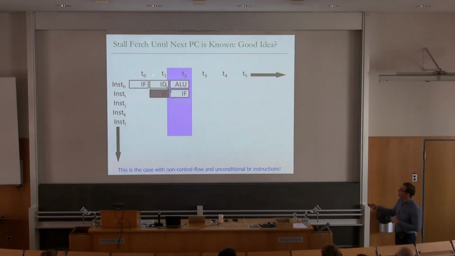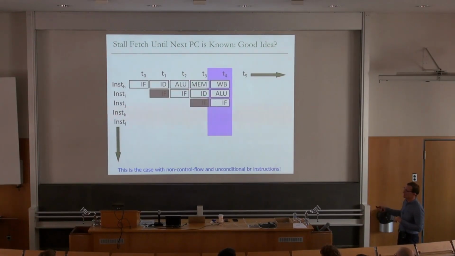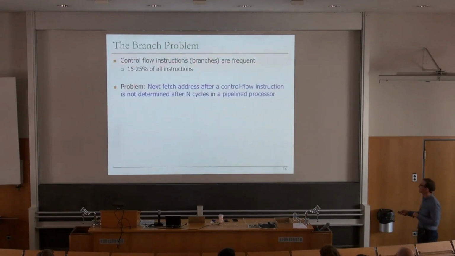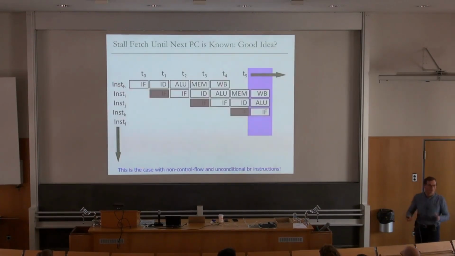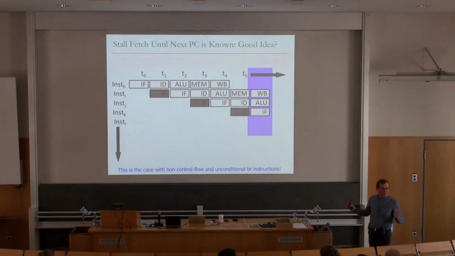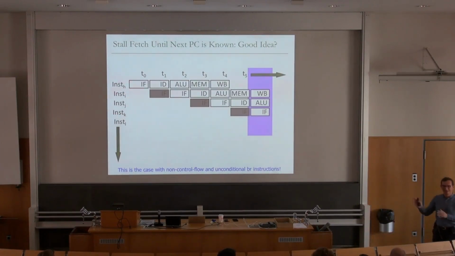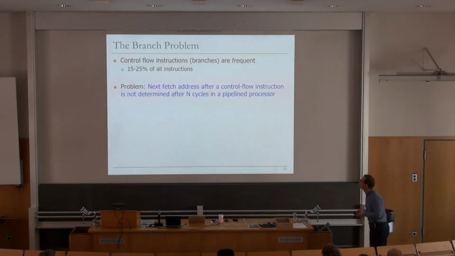You cannot fetch an instruction over here. You need to fetch the instruction in the next cycle. That's true for that instruction as well. You need to fetch the next instruction in the next cycle, in the next cycle, in the next cycle. Basically, what you've done is you've lost 50% of your pipeline throughput. You're fetching an instruction every other cycle. This is stupid, clearly. You don't want that if you're designing a pipelined processor. That's why we need to do something else.